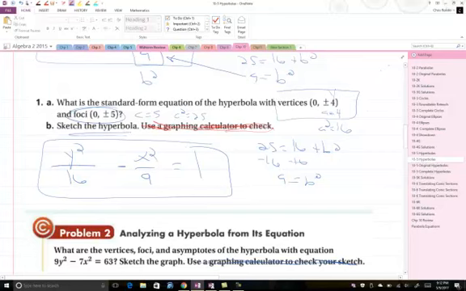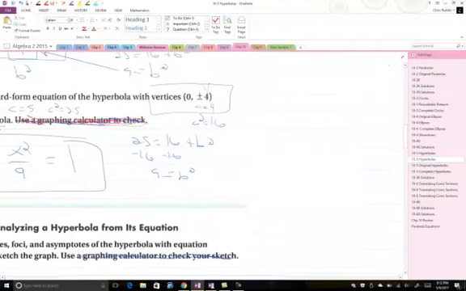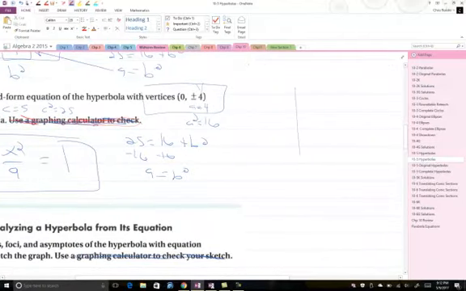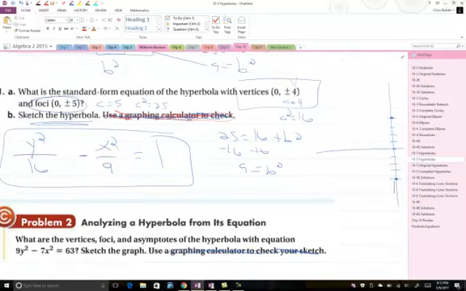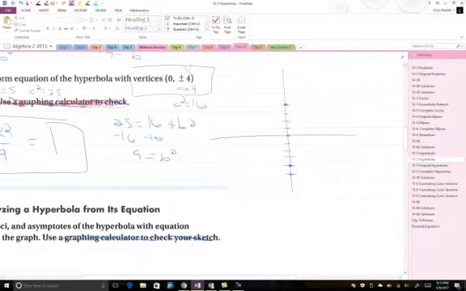We're going to sketch the hyperbola. We're not going to use a graphing calculator to check it because we're smart. That's what we do. We get things right without graphing calculators. Vertex. Center 0, 0. Vertex: 0, 1, 2, 3, 4. 1, 2, 3, 4. The foci, that's on the outside. So that means I go one more point for a focus and one more point for a focus. So there they are.